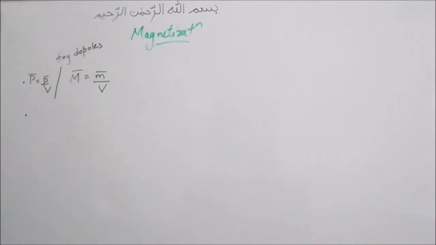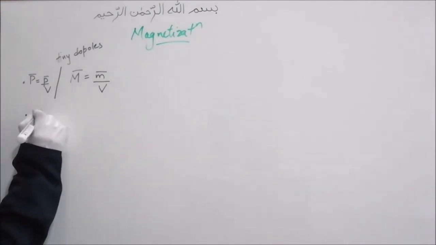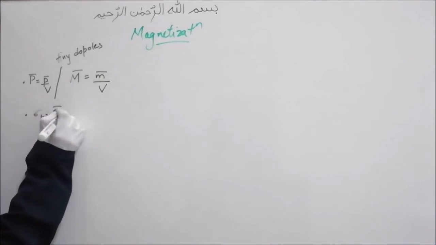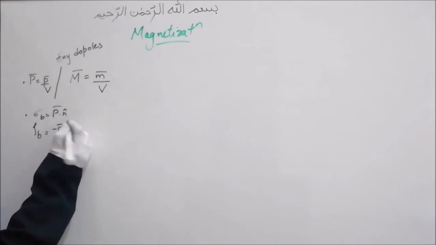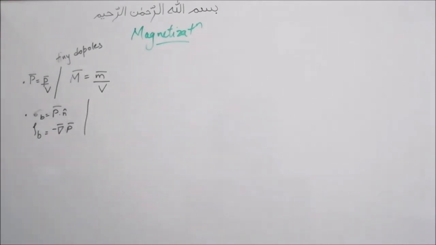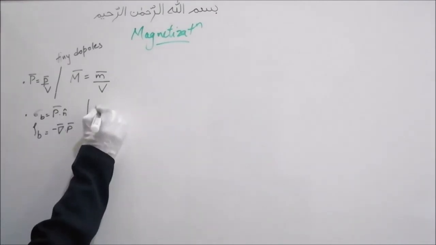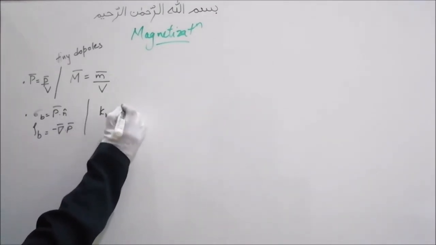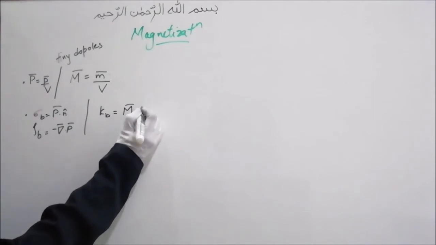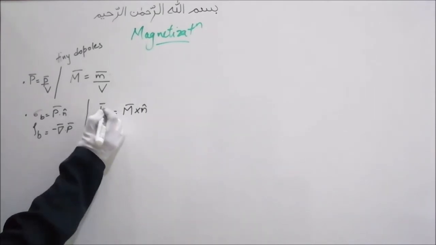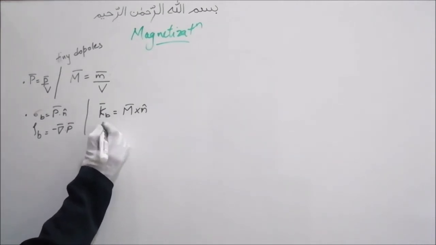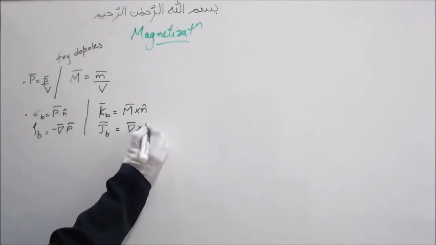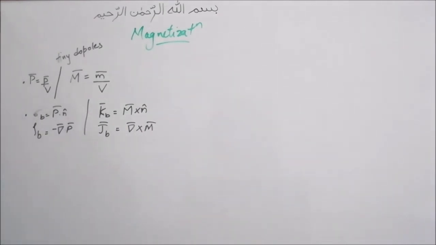Just like how in dielectrics we had surface bound charge density and volume bound charge density, where surface bound charge density sigma B was P bar dot n hat and volume charge density rho B was minus del bar dot P bar. Here also we have the surface bound current, that is KB is equal to M bar cross n hat; instead of dot we are having cross because this is a vector quantity. And we have a volume bound current JB, which is del bar cross M bar. We don't have the negative sign here.